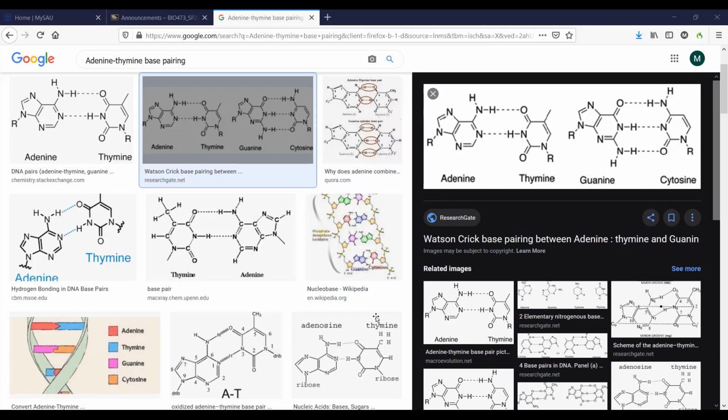Now, it's clear that hydrogen bonds are important for the structure of DNA, but they're not the main stabilizing forces of DNA. They hold the bases in place. By holding the bases in place, they can stack. And it's those stacking interactions that seem to be the more powerful forces holding DNA together.